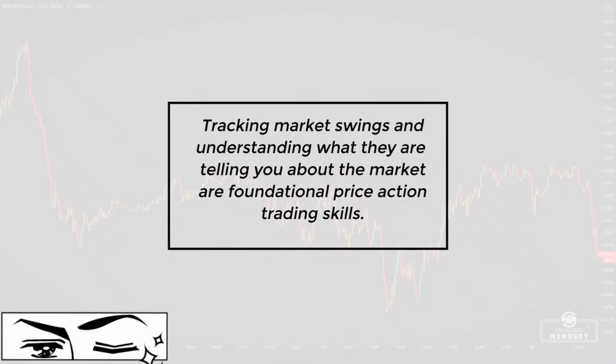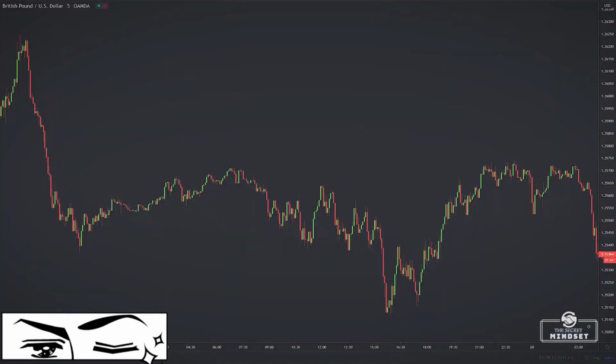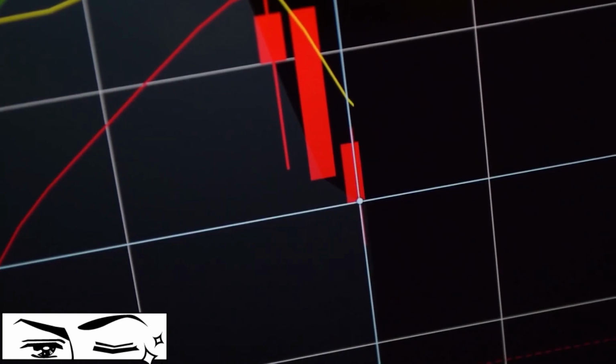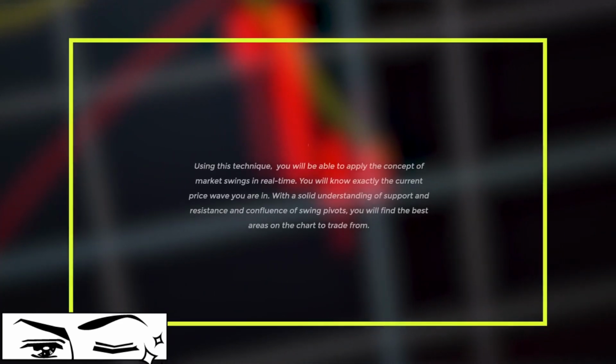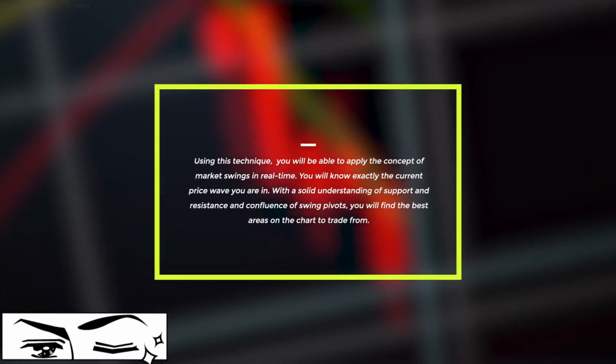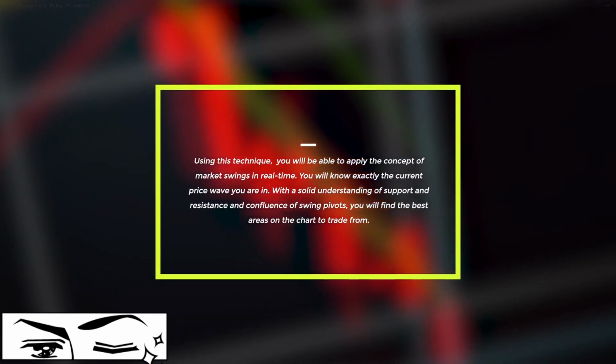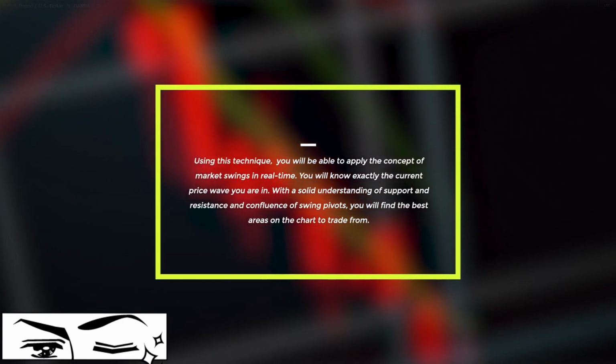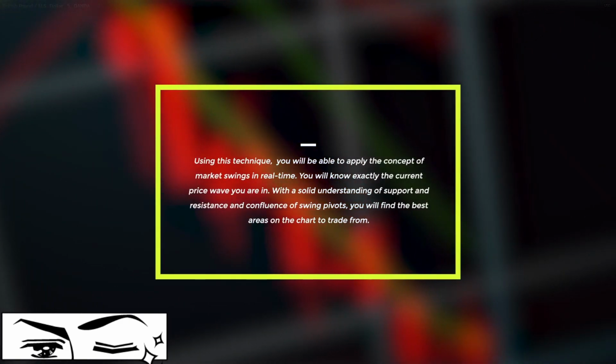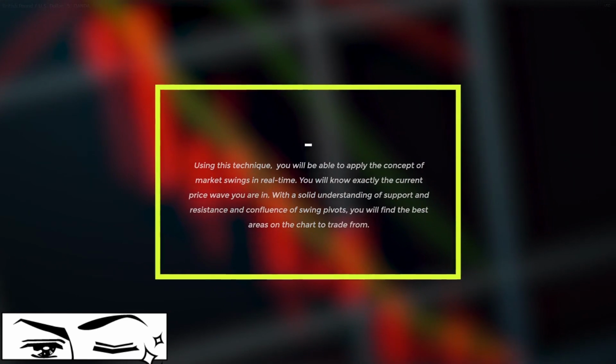Tracking market swings and understanding what they are telling you about the market are foundational price action trading skills. Many traders follow market swings in a wrong manner and find them useful only in hindsight. They are unable to apply the concept of market swings in real time. With this simple approach, you will know exactly the current price wave you are in, and with a solid understanding of support and resistance and confluence of swing points, you will find the best areas on a chart to trade from.